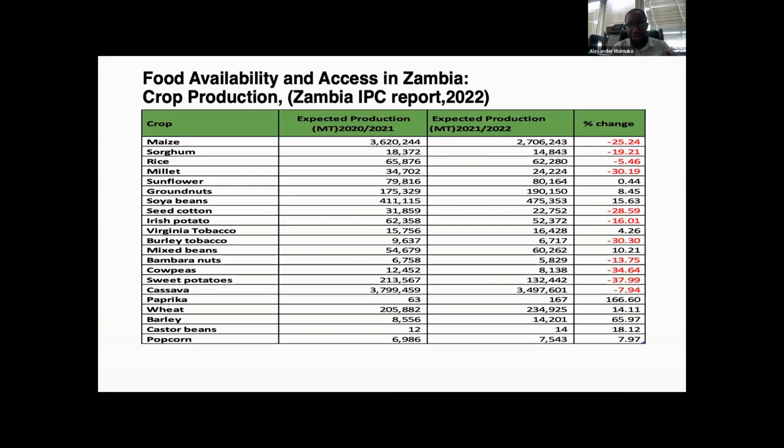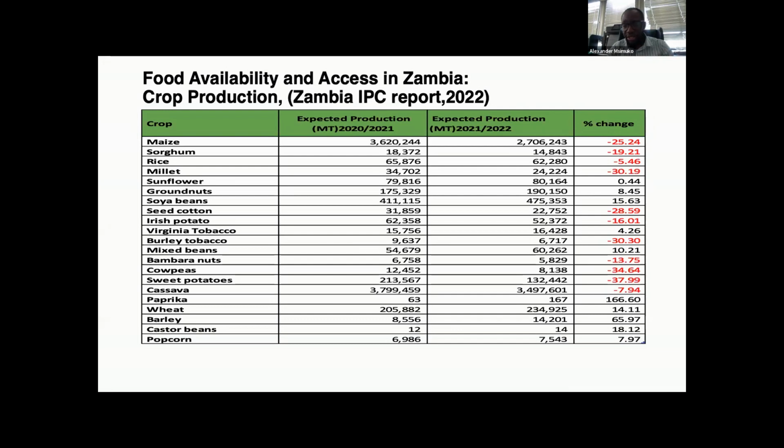Now, when you talk about the availability of food in the region, you see, for example, that maize production, which is Zambia's main staple, has reduced. This is attributed to climatic events in this season. So we see a huge risk in terms of access to food within the period.